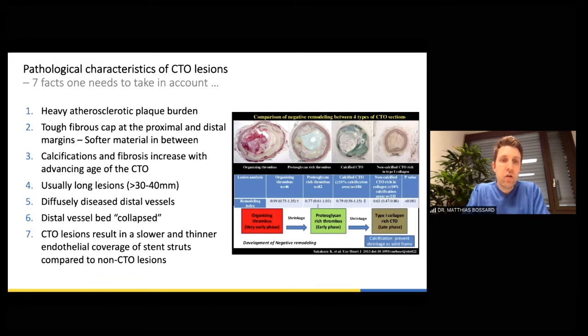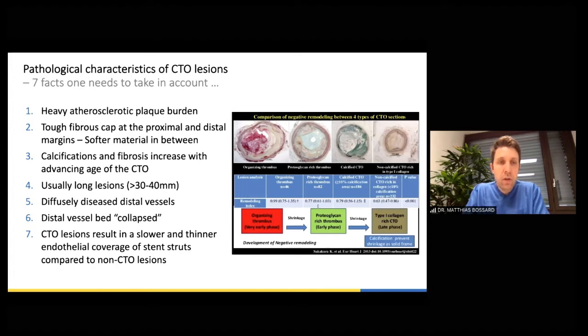CTO lesions are usually very long. They're longer than 30 millimeters, and the vessel distal to the lesion is usually diffusely diseased, and the vessel at the distal end of the lesion is actually collapsed, and you can't really appreciate the full extent of the vessel.